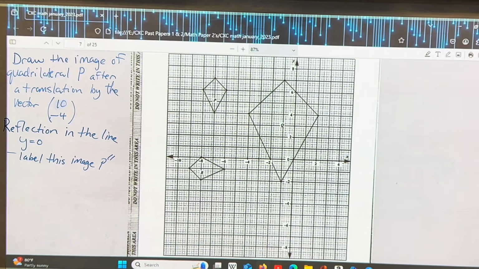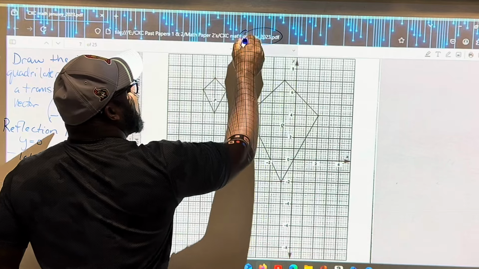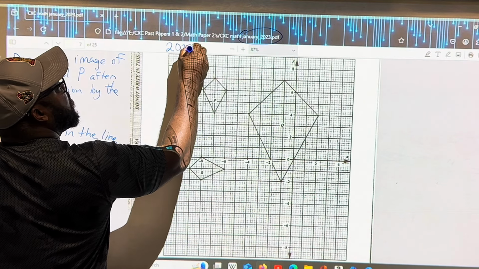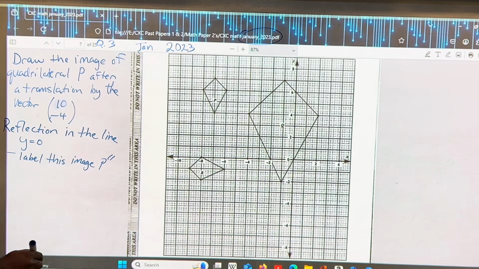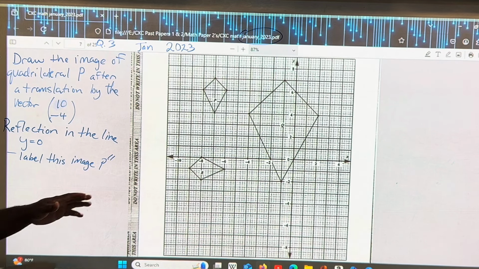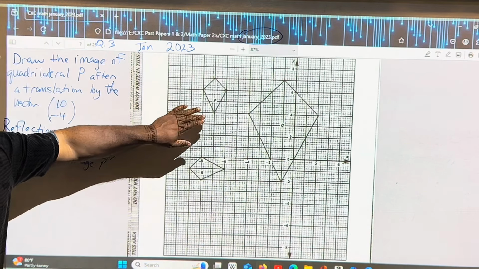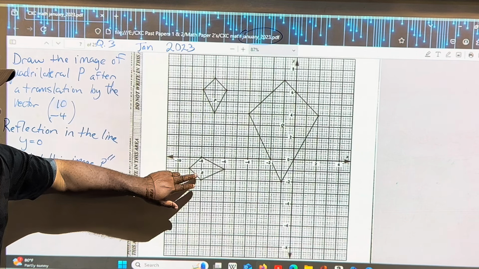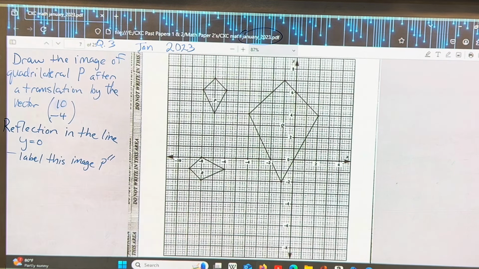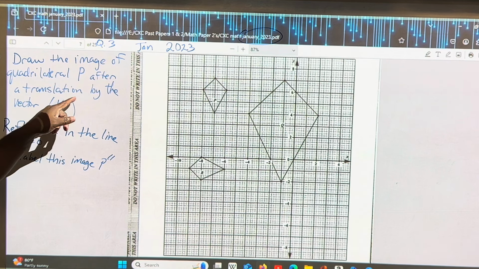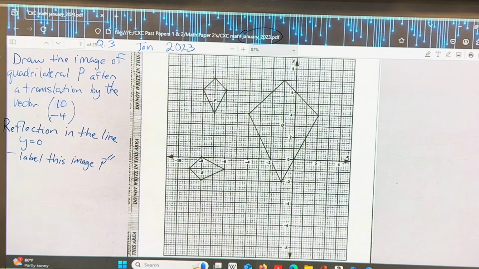Alright, good day everyone. We're dealing with January 2023. Question 3. Question says we have 3 quadrilaterals. We have P, we have R, we have Q. The first question says draw the image of quadrilateral P after a translation by the vector (10, -4).